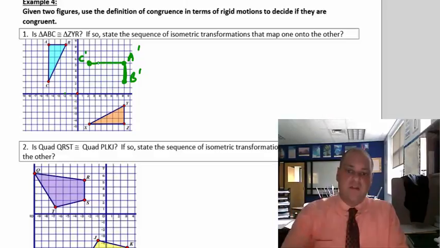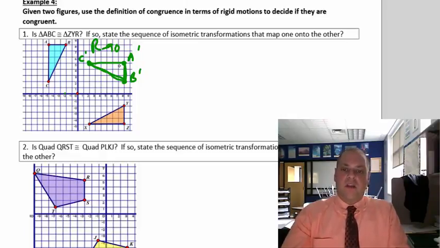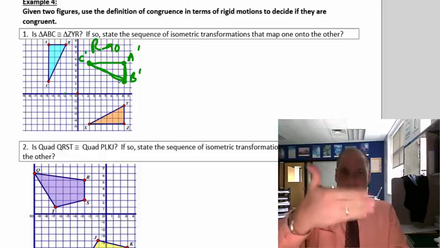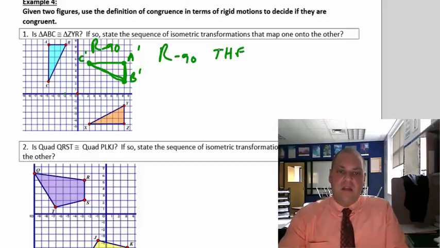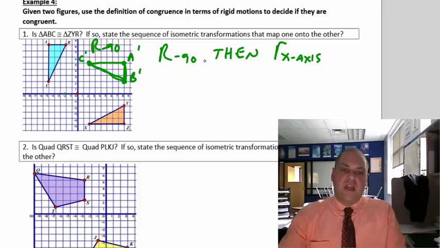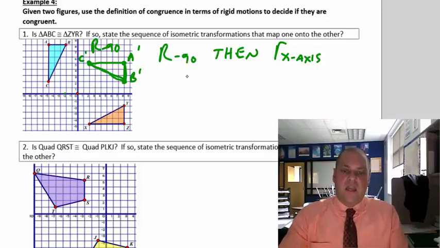Why negative 90? It went clockwise. Okay. See that? So now there's my rotation, negative 90. And look at, now from there to there, you could tell it just flipped over the x-axis. That's easy, right? So what happened here? There was a rotation, negative 90, then a reflection over the x-axis.